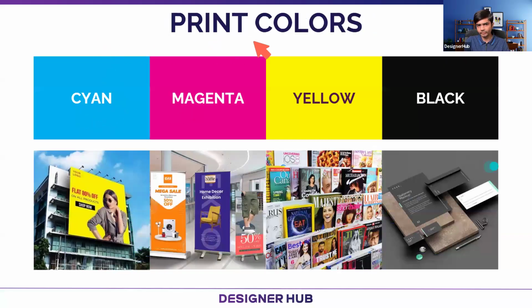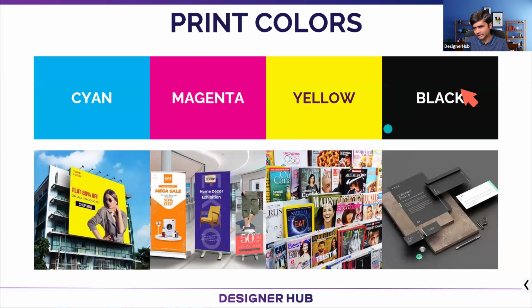They are CMYK. K stands for black. It is the last letter K. They did not use B because B stands for blue. So coming to cyan, magenta, yellow, black are the print colors that we use across all the printing mediums.